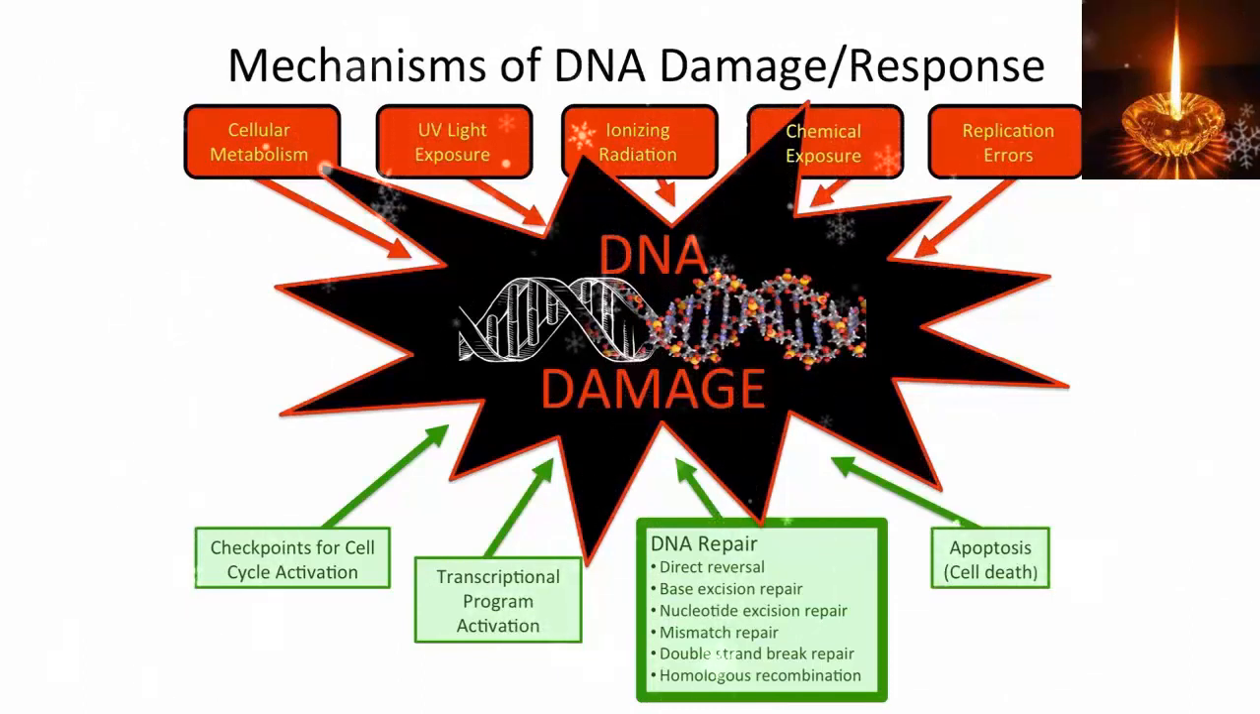But there are also multiple mechanisms for directly repairing DNA damage. Direct reversal of damage, base excision repair, cut out the base, recopy it, make sure it's okay, nucleotide excision repair, mismatch repair, double-stranded break repair, called homologous recombination. So the cell is poised to respond to all of these different types of DNA damage, but because there are so many, it takes a lot of different proteins.